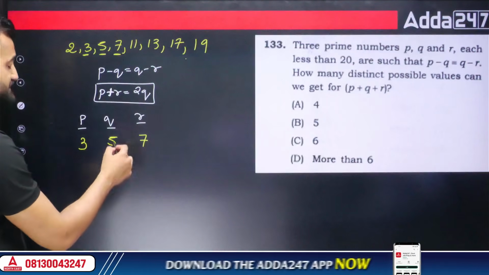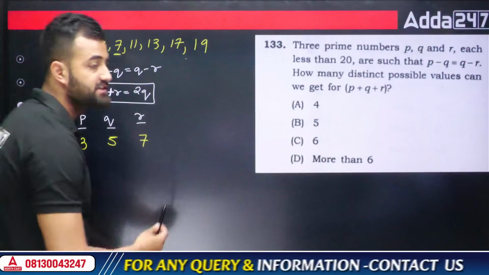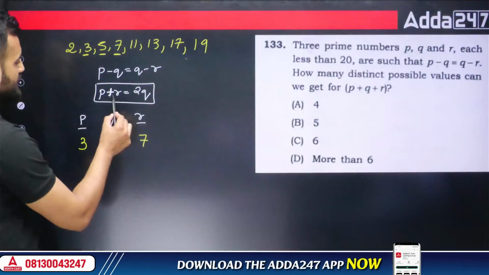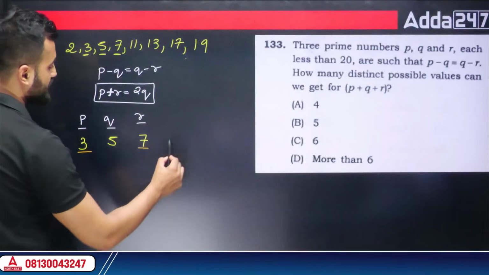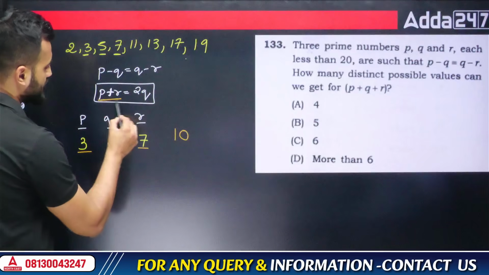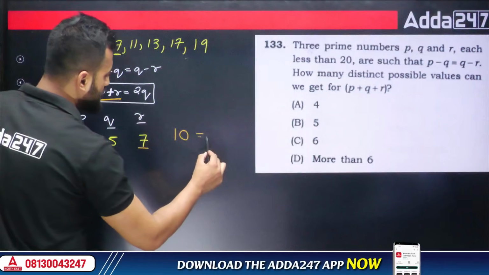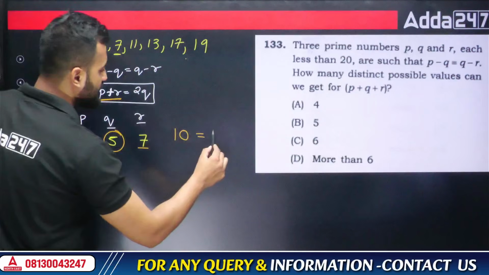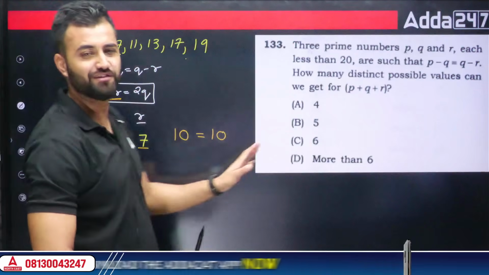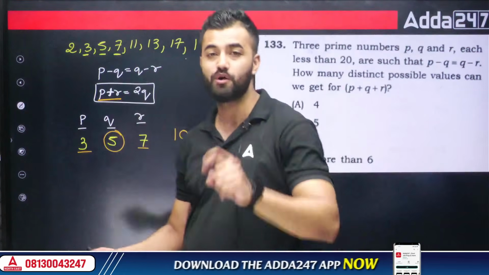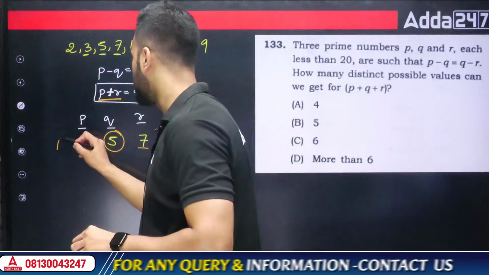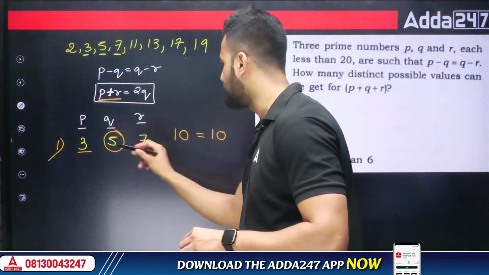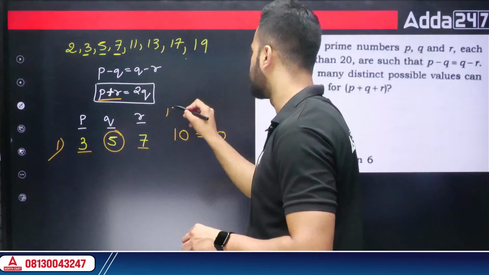So let's put these values in this condition and check if it's satisfied or not. The first condition is that you have to add p and r. 3 plus 7 is how much? You're getting 10. That means this side has become 10. Let's check if it is equal to 2q or not. 2q means 2 into 5, which is again 10. See, 10 equals 10. That means these numbers satisfy this equation, so this is one possible value. Here, p plus q plus r: 3 plus 5 is 8, 8 plus 7 is 15. So this is one answer that I've got.